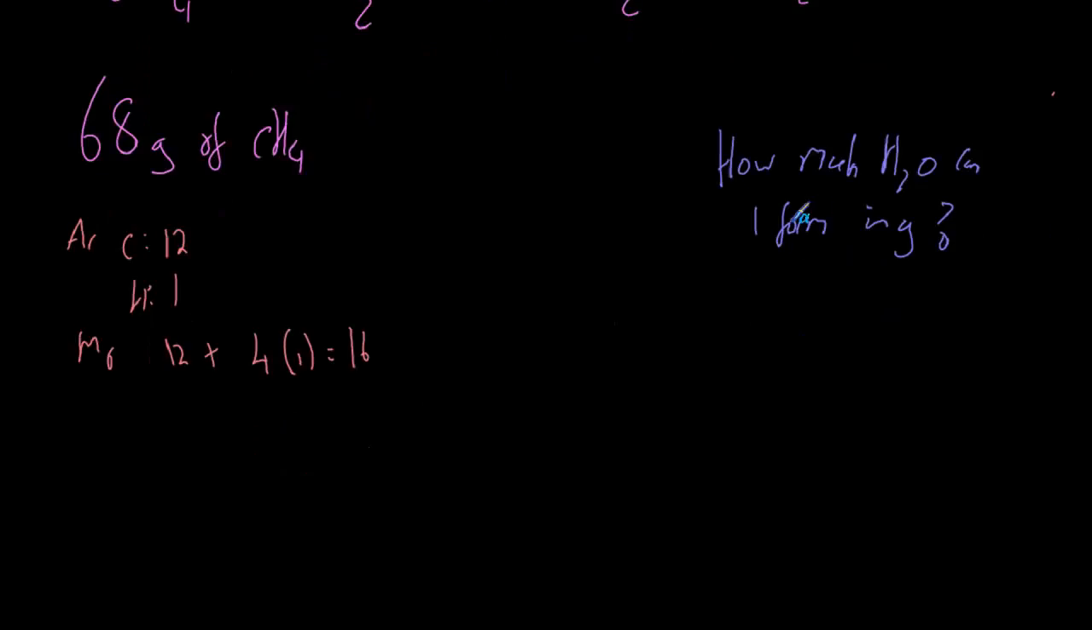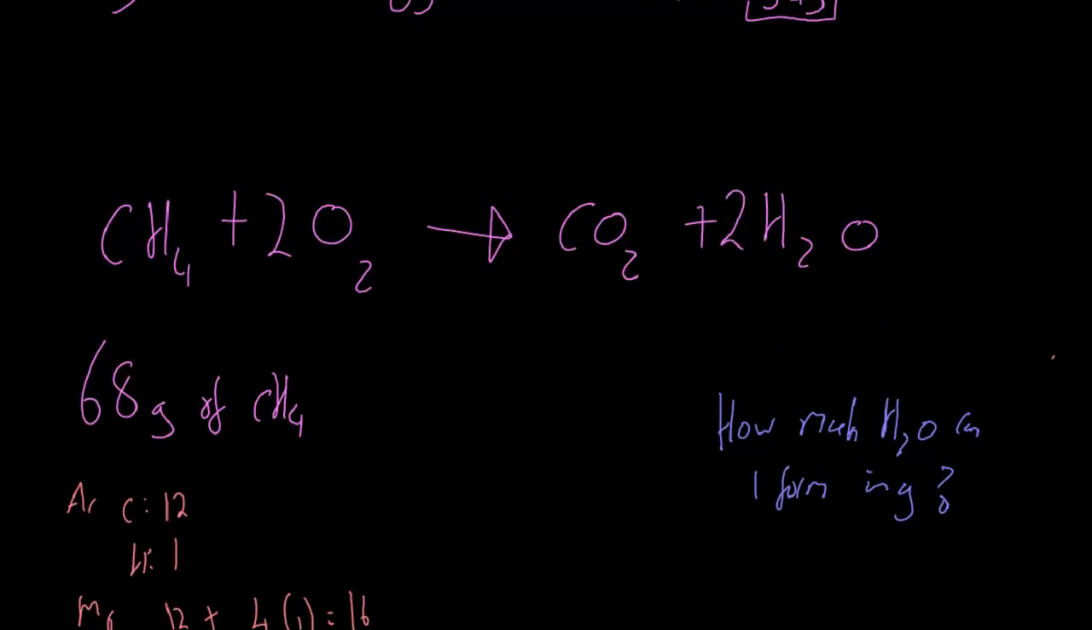And now to work out the number of moles of methane that I have in 68 grams, I'm dividing 68 grams by the mass of one mole, which is 16 grams. And that's from here. And that is going to give me 4.25 moles of CH4. So that's the first part.